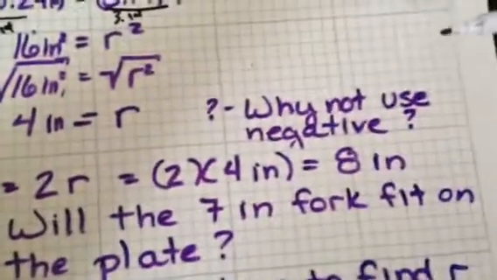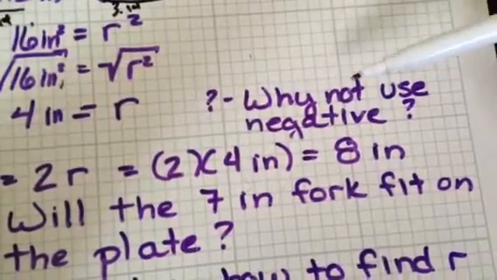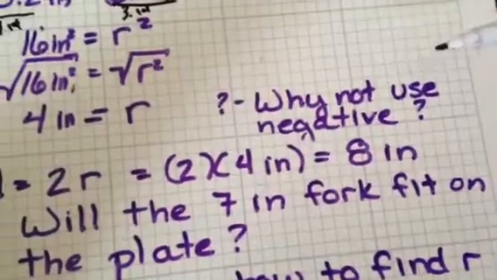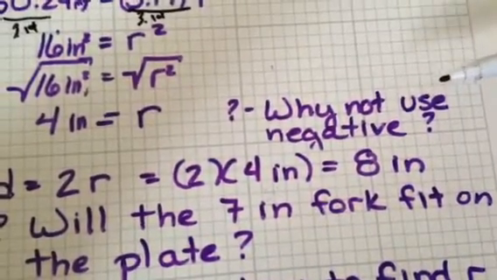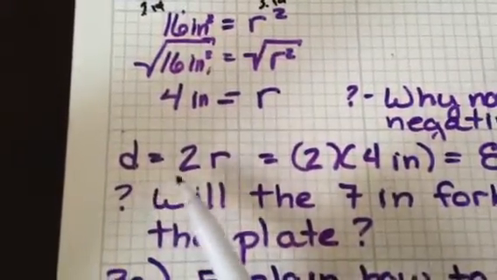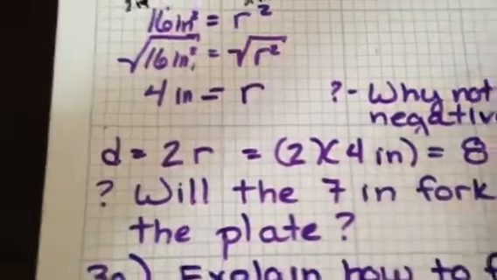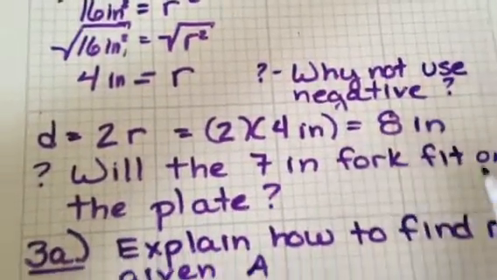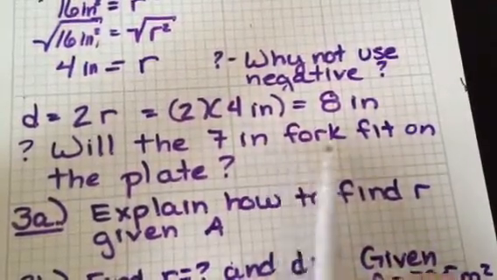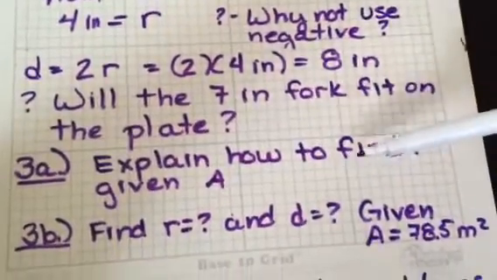Now this isn't on your paper, but make a note on the side. Why did we not use the negative value? Hopefully that's really obvious to you. If not, check with somebody, check with me. All right? Now, your diameter is going to be 2 times your radius. So 2 times the 4 inches, well, that's going to be 8 inches. So then the question, will this 7-inch fork fit on the plate? All right? So you need to answer that.